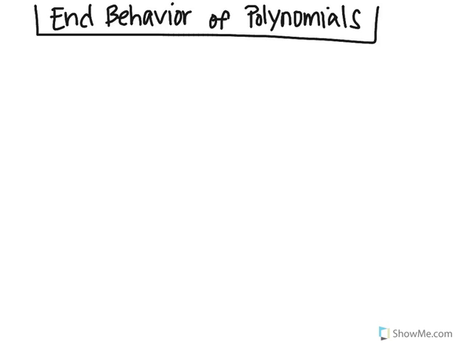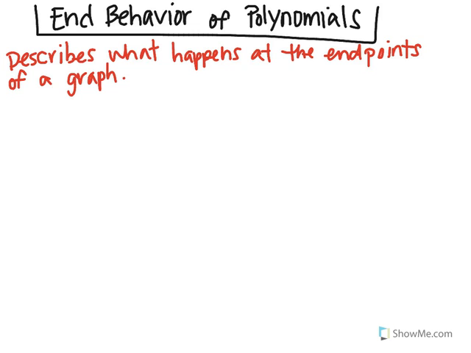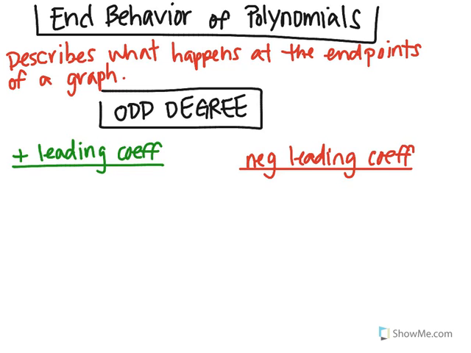So we're going to be talking about the end behavior of polynomials, and basically what that describes is what happens at the endpoints of a graph. So we're going to be looking at the odd degrees, the ones that ended in opposite directions, and even degrees. So let's start off with odd degrees. We're going to have positive leading coefficients and negative leading coefficients.